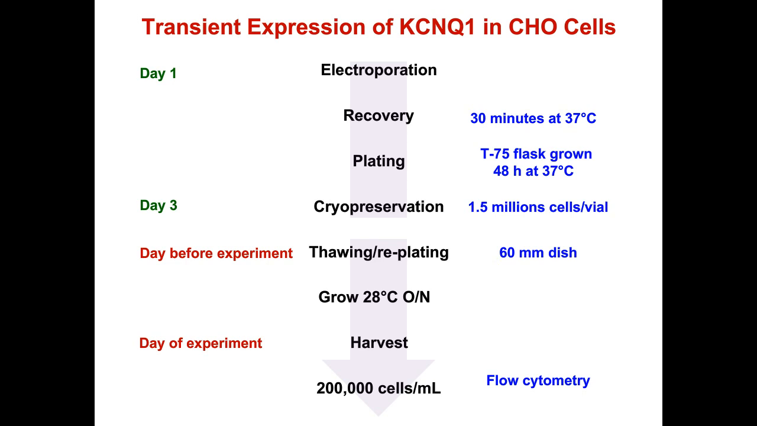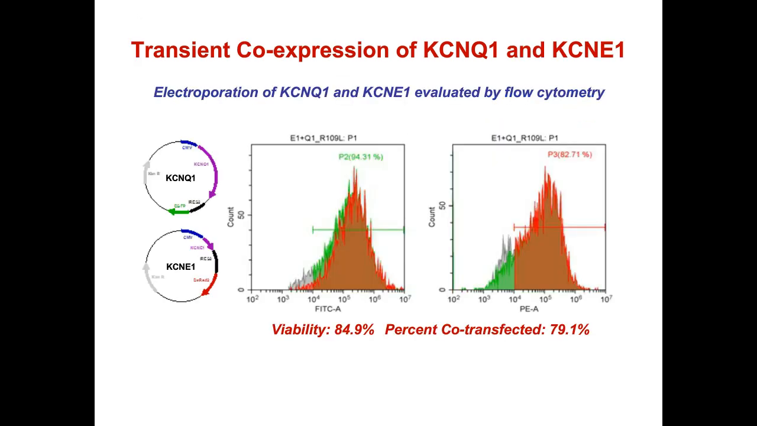So this slide gives a little better idea of what we're doing. The 2 plasmid renderings on the left show you the design of the 2 plasmids. KCNQ1 is coupled to expression of GFP through an IRES vector configuration, whereas KCNE1 is coupled to expression of a red fluorescent protein through a similar vector. And this allows us to do flow cytometry and quantification of the percentage of cells that have been successfully transfected and are expressing these 2 plasmids.